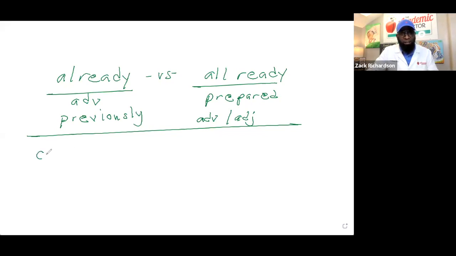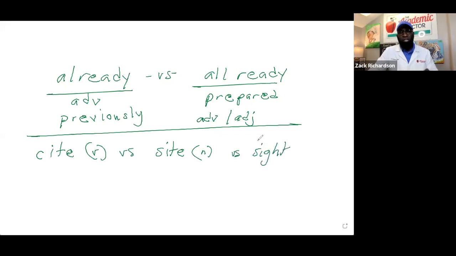Another one that's really heavy on the test is the word cite, C-I-T-E, which is a verb, versus the word site, S-I-T-E, which is going to be a noun, versus the word sight, S-I-G-H-T, which means a viewpoint, a vision, sight. So this first cite, C-I-T-E, which is commonly confused on a test, pretty much means to quote.